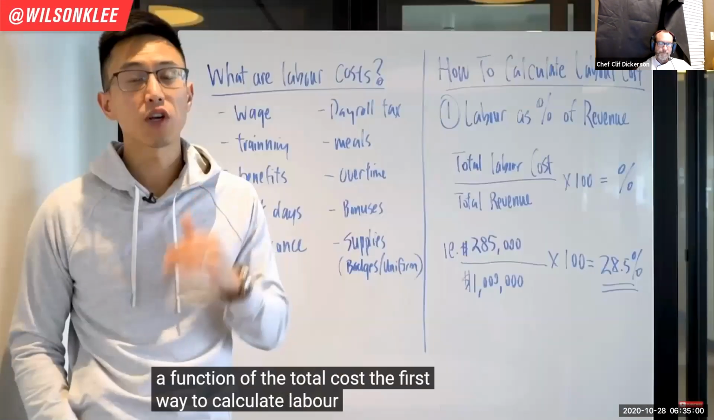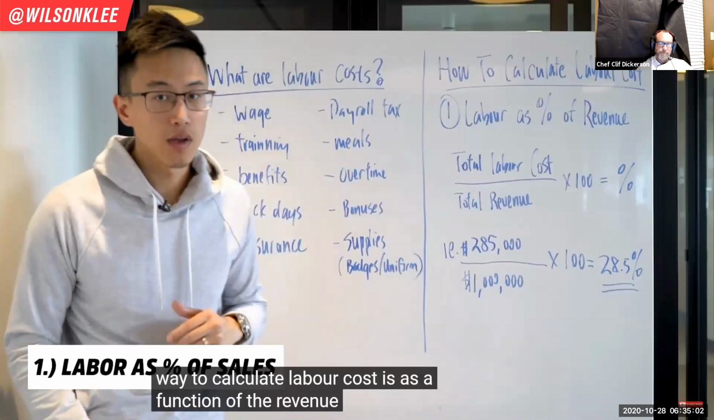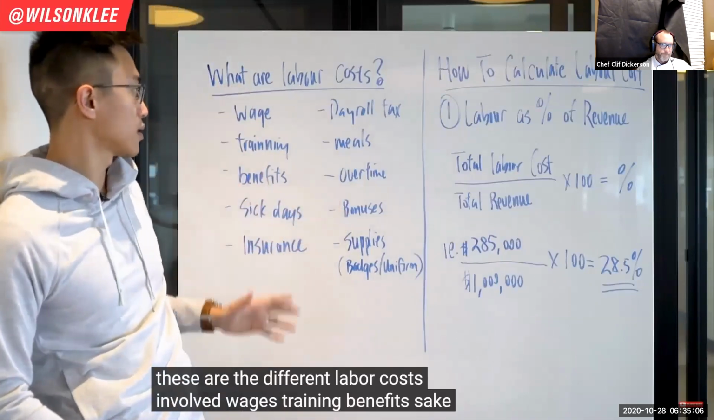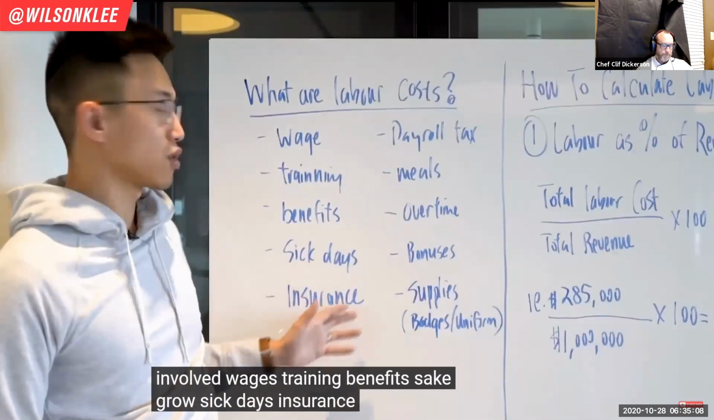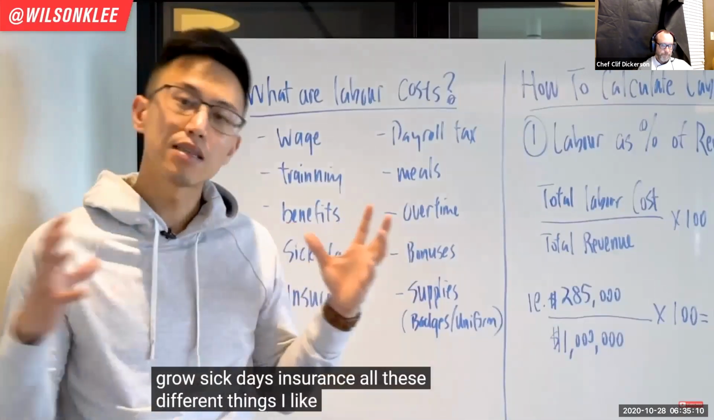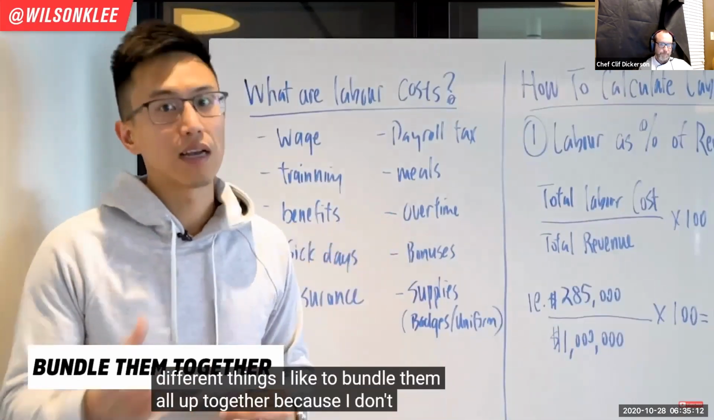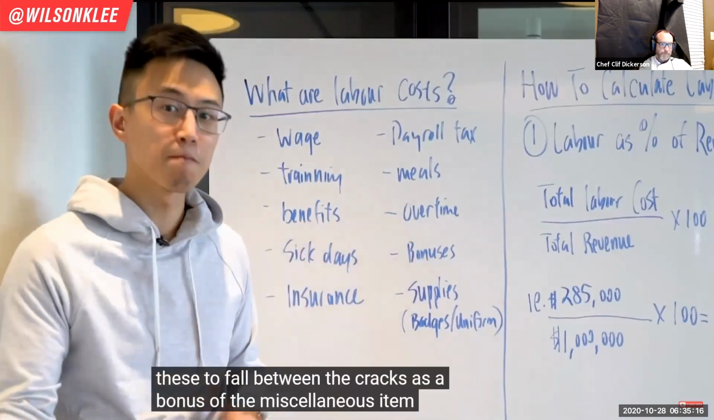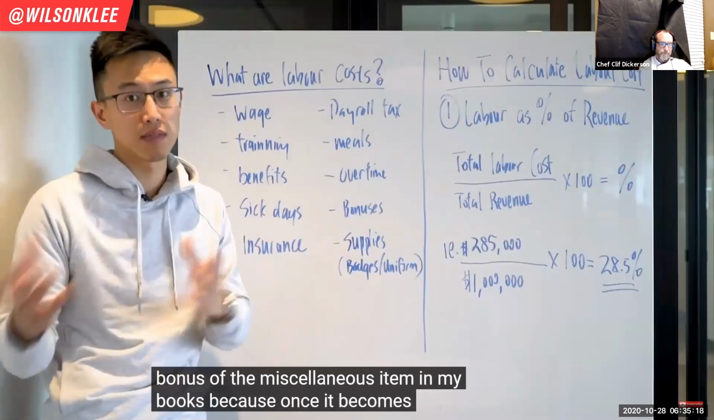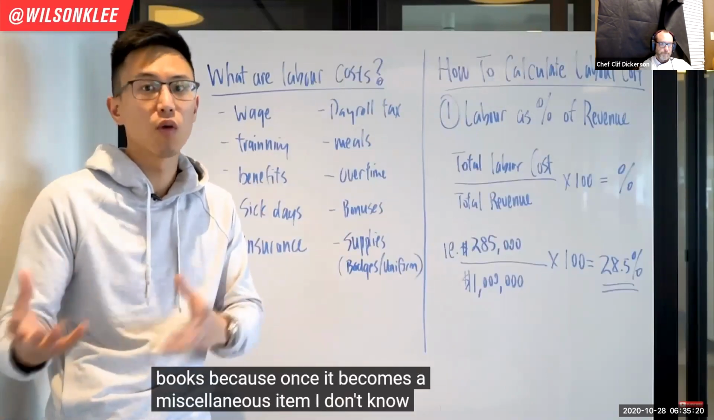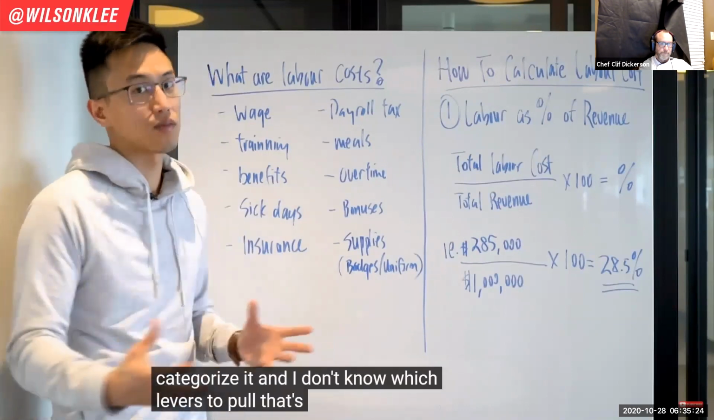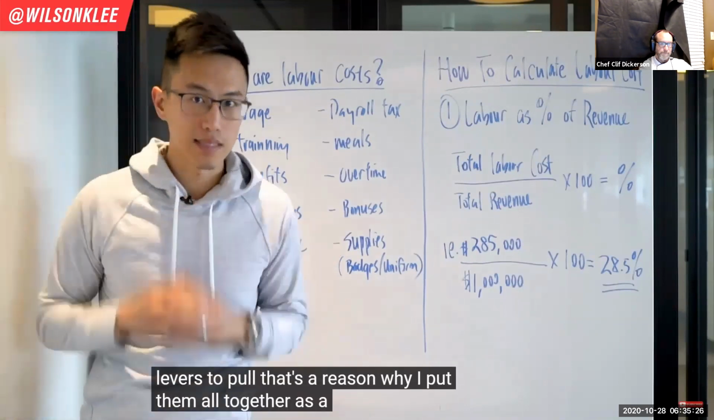The first way to calculate labor costs is as a function of the revenue. As we stated, these are the different labor costs involved: wages, training, benefits, sick days, insurance, all these different things. I like to bundle them all up together because I don't want these to fall between the cracks as a miscellaneous item in my books, because once it becomes a miscellaneous item, I don't know where to categorize it and I don't know which levers to pull. That's the reason why I put them all together as labor costs.